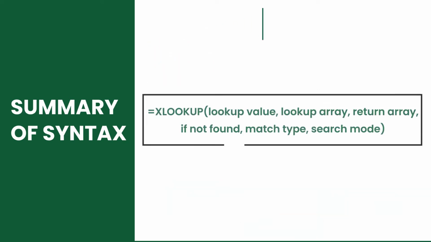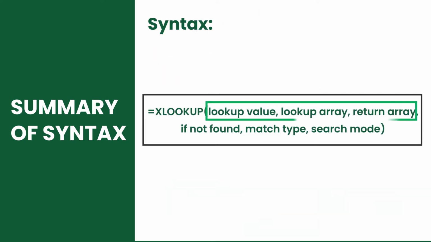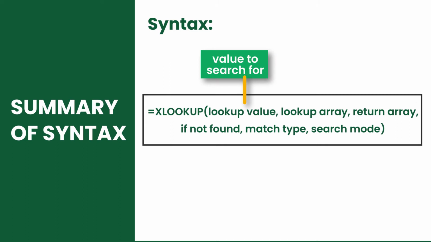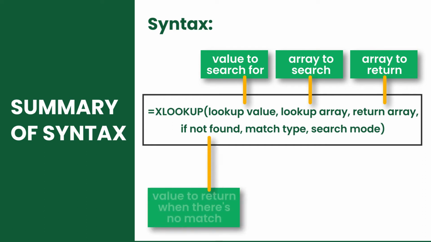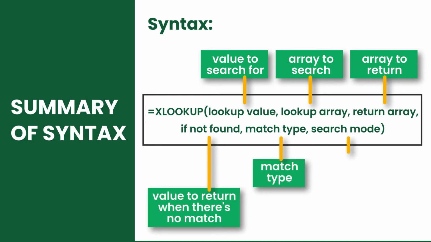While XLOOKUP has six arguments. The first three are required, and the rest are optional. The required arguments are the lookup value, lookup array, and return array. And the optional ones are the if not found, match mode, and search mode.